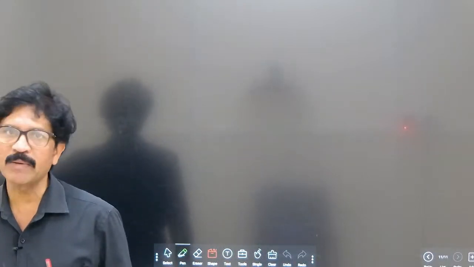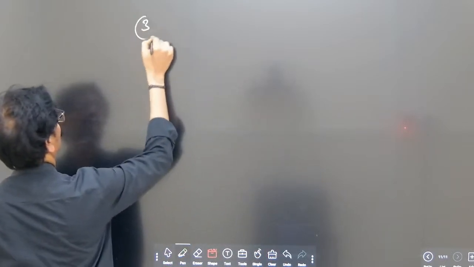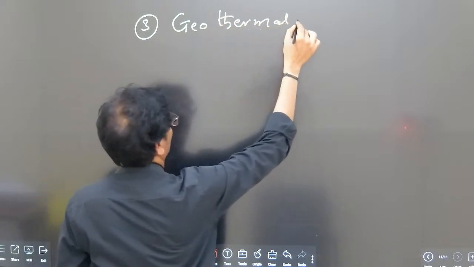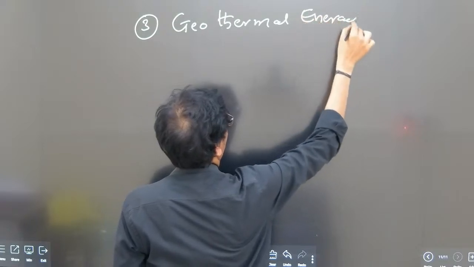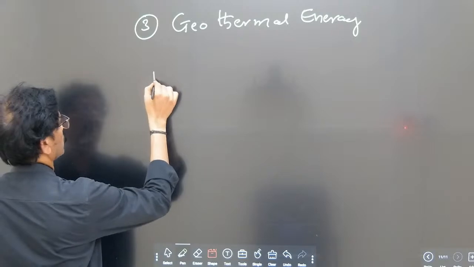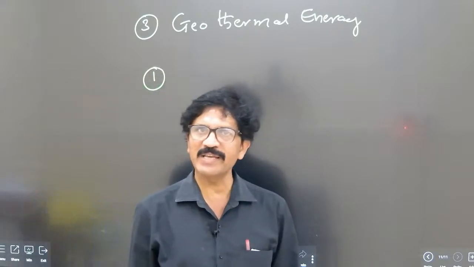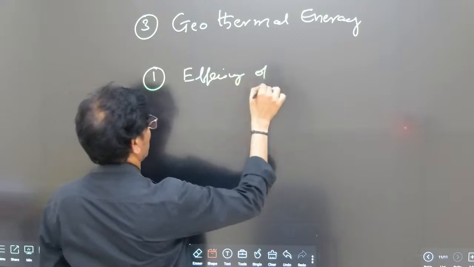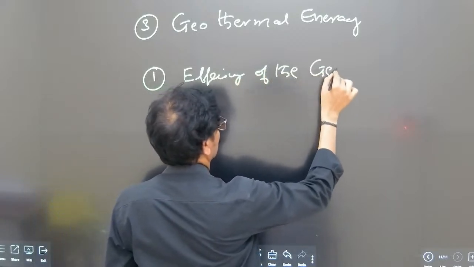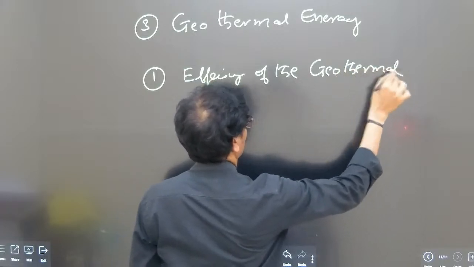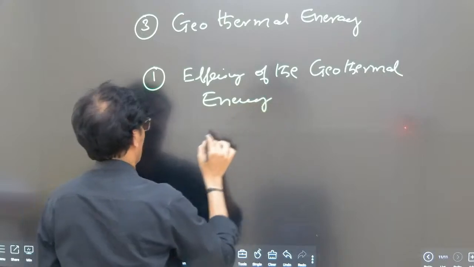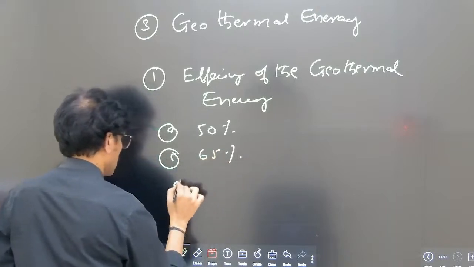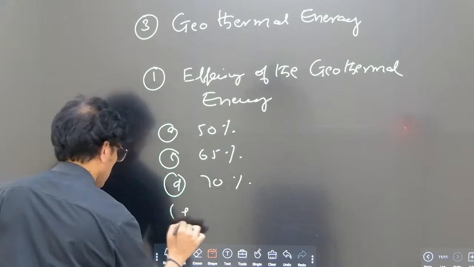Next, geothermal energy. Question number 1. What is the efficiency of the geothermal energy? Geothermal efficiency. A 50%, C 65%, D 70%, E 90%.